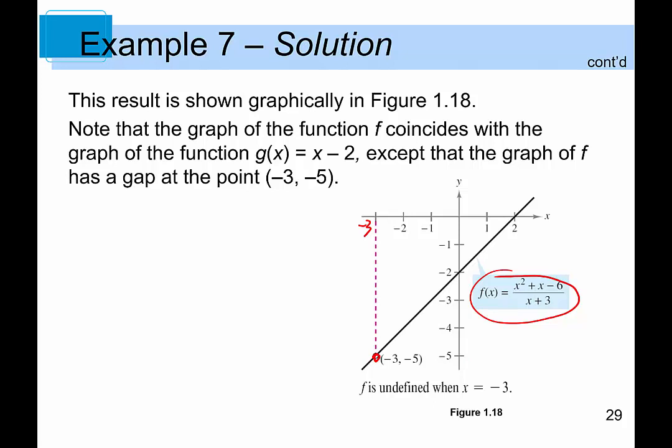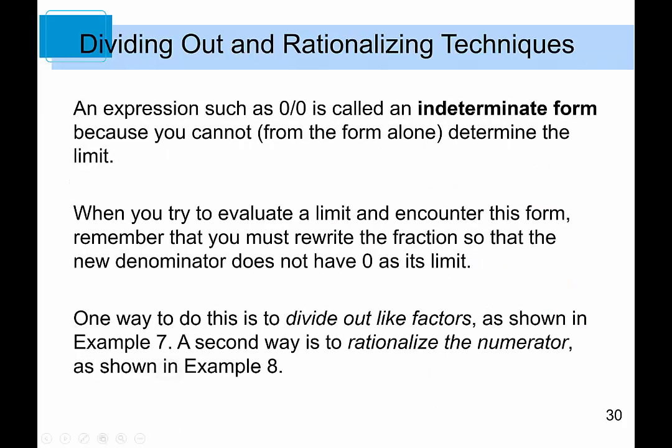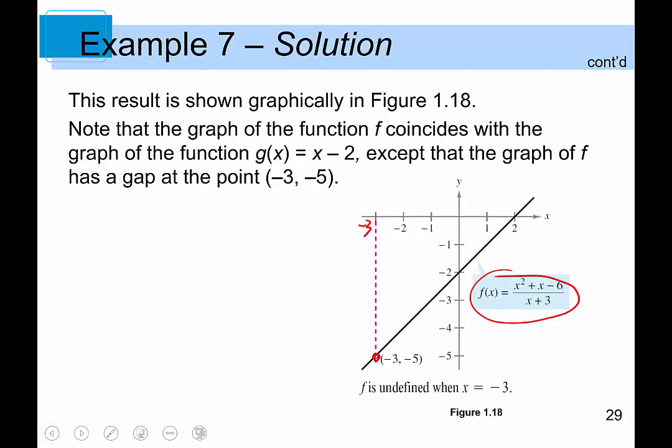So we can do a transformation into another function, g of x, which is x minus 2. After that, x minus 2 is basically a linear equation with a hole, right? Then we do the substitution, and the limit approaches -5 when x approaches -3.